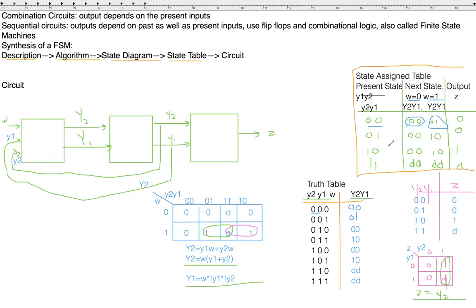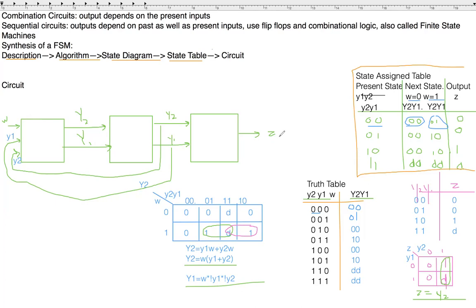So that follows everything here in our state assigned table, because when we made our truth table, it was based off lowercase y2, y1, and w, and it produced the next state of capital Y2, Y1, and then it goes through the flip-flops, and that determines our present state. And then our output from this entire finite state machine is Z.